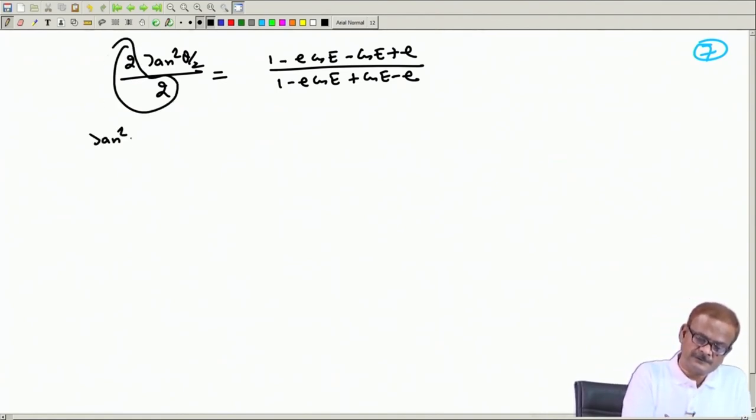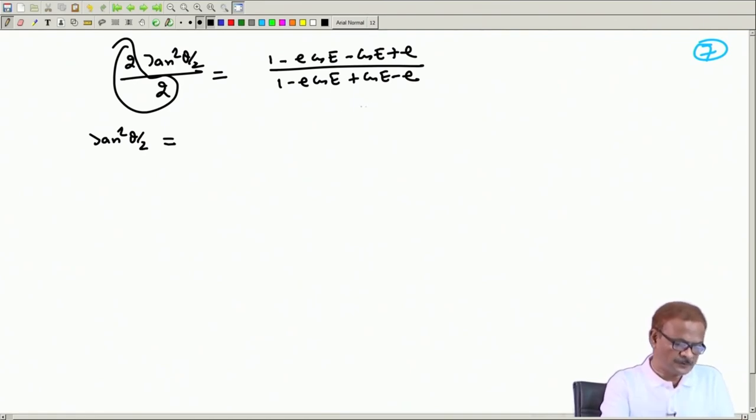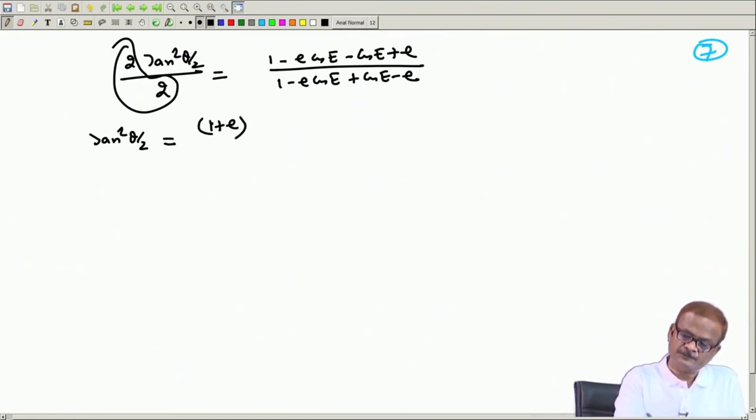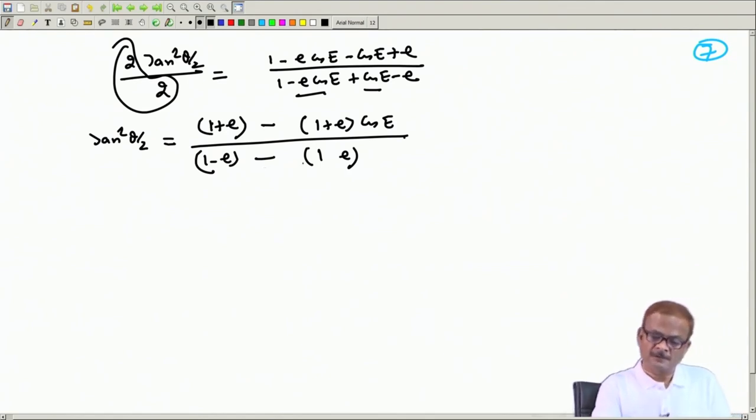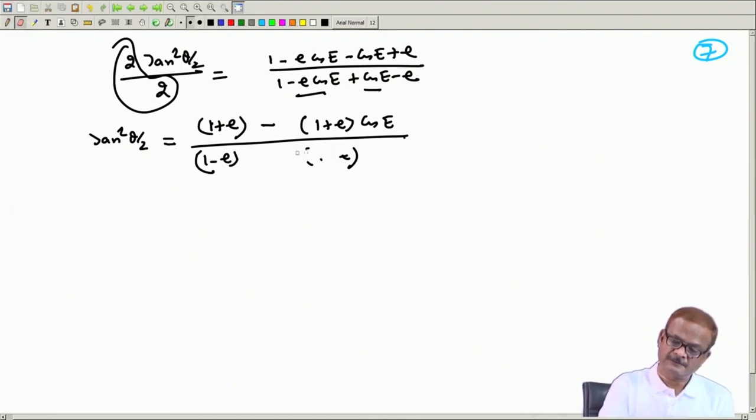So, that gives us tan square theta by 2, and here we have to rearrange it in a proper way to solve it. So, this will become 1 plus e minus cos E, we will take it outside. So, this becomes 1 plus e cos E, and similarly here in this place this is minus 1 minus e, and in this place we get 1 plus e, this is 1 minus e, this term and this term we are taking. So, once we take that, we will rearrange it, because the sign will depend on the minus or plus sign outside.